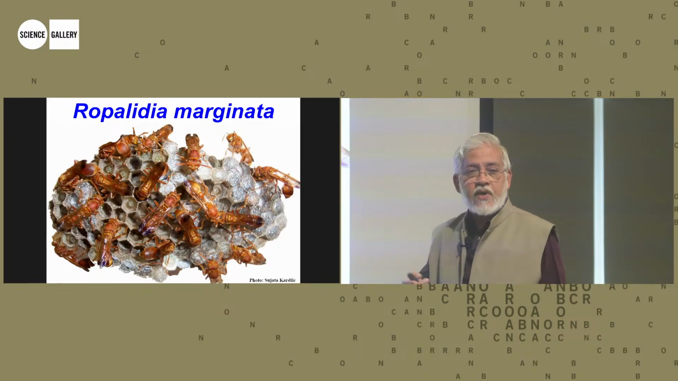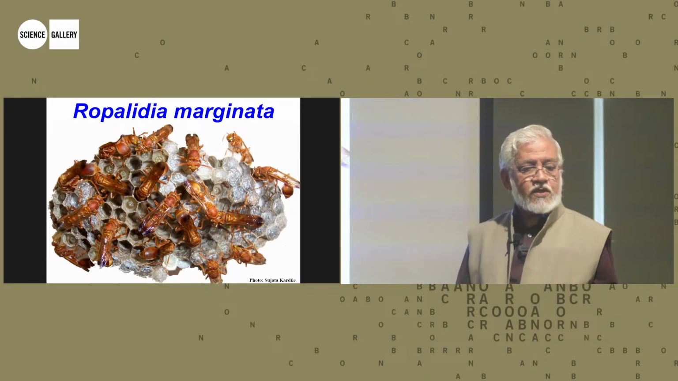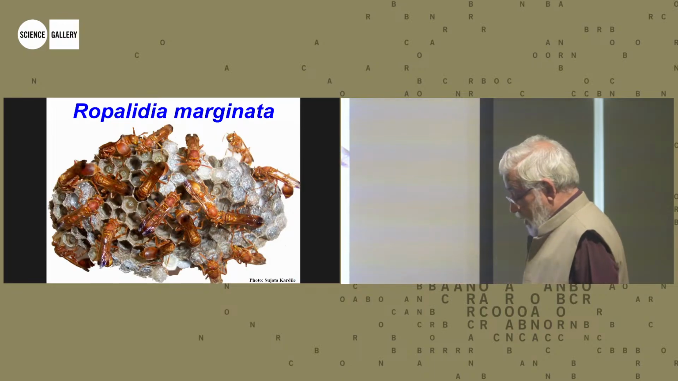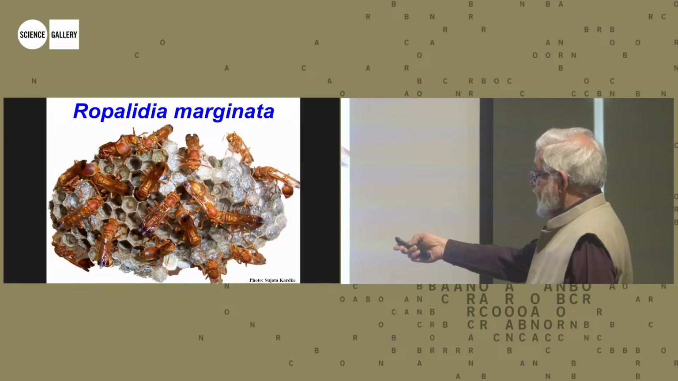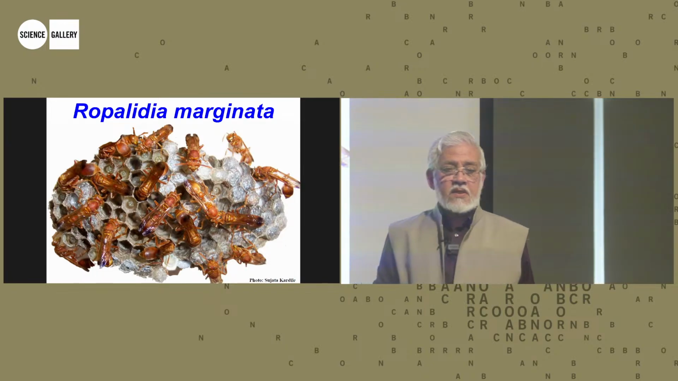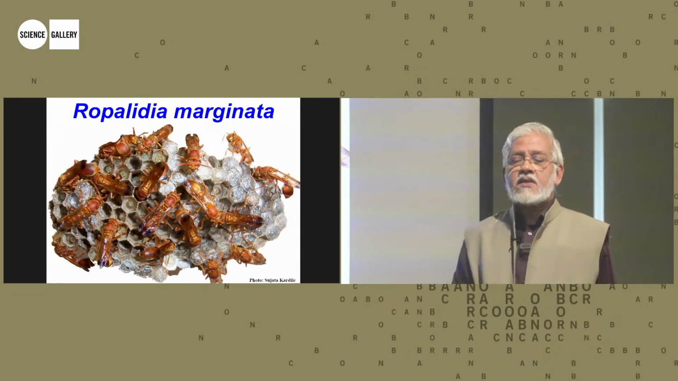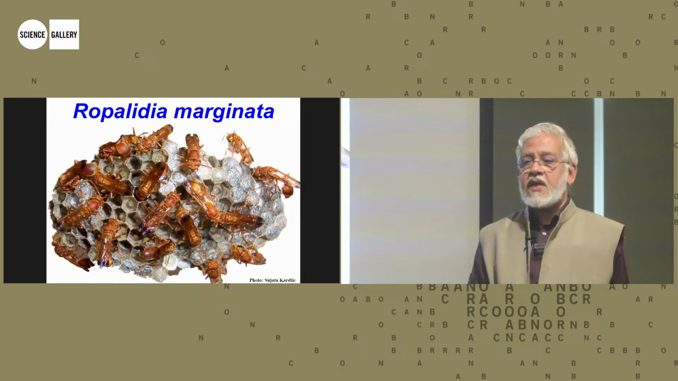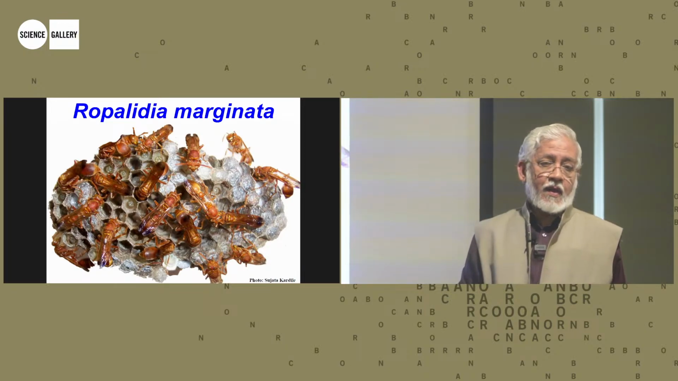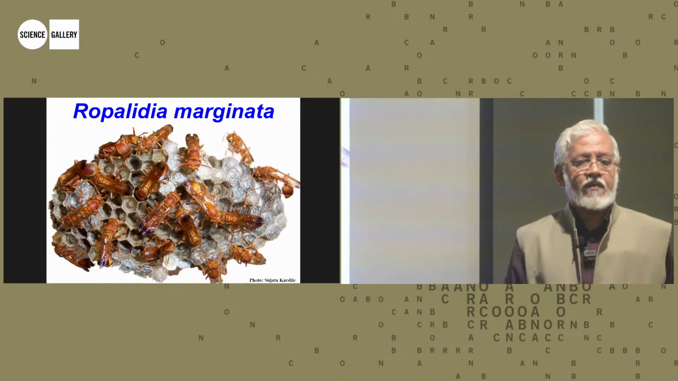Technically, as you know, every creature has a scientific name which has two parts, a genus name and a species name. This is technically called Ropalidia, which is the genus name, marginata, which is the species name. This is the wasp that I have been watching with great fascination since April 1969 till today, because you can't help it. Once you start watching it, it's really very, very interesting to watch.